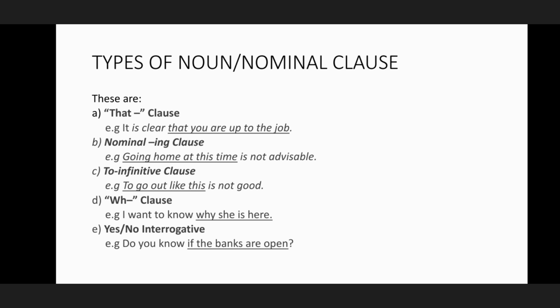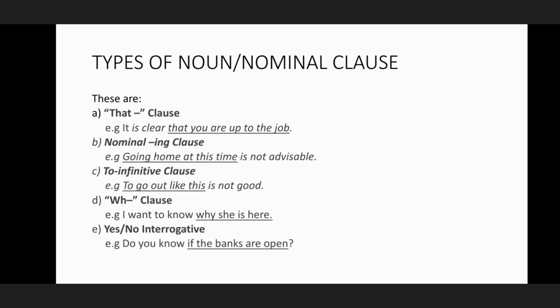So let's look at the example under it. "To go out like this is not good." To, the preposition. Go, that is the base form of a verb. So both together, that is what is meant by to infinitive. So to form a noun clause is what is meant by to infinitive clause. So "to go out like this" is what we underline. That is the noun clause in that sentence. And the type is what? To infinitive clause.